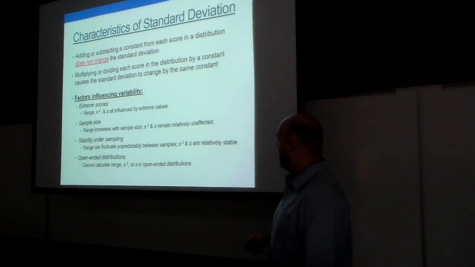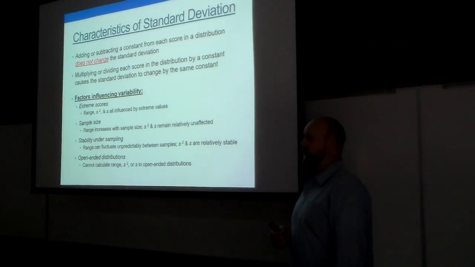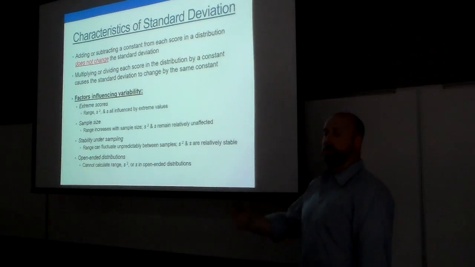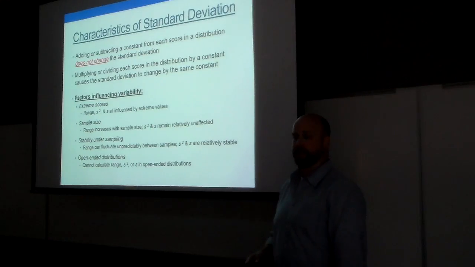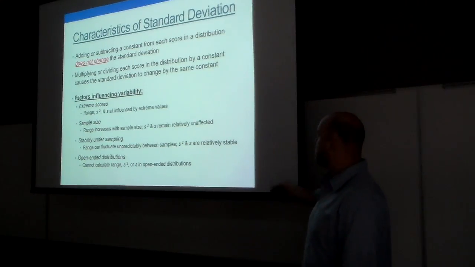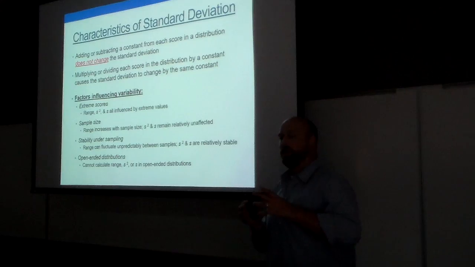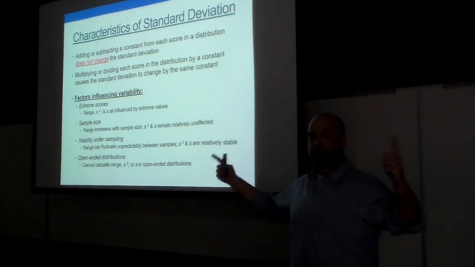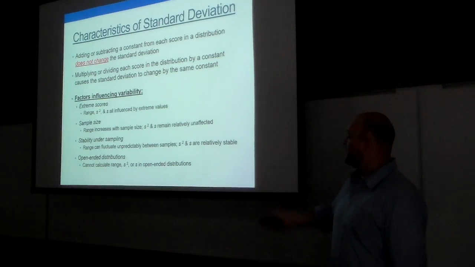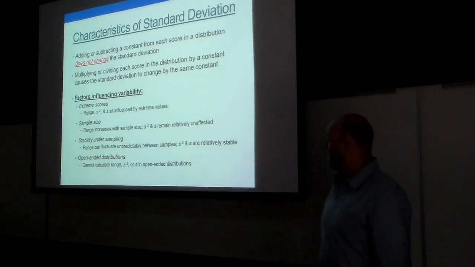So stability under sampling: range can fluctuate a whole lot, right? I pull one sample and then I pull another sample and then I do a third replication. Range is going to jump all over the place, right? But my variance and my standard deviation are going to remain relatively stable, because these are values that are calculated based on all observations and not just the two most extreme. So range is going to jump around. Variance and standard deviation are going to be fairly stable.